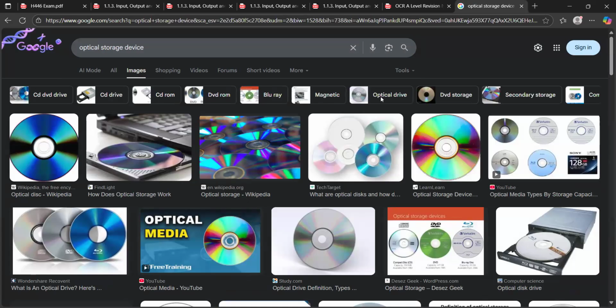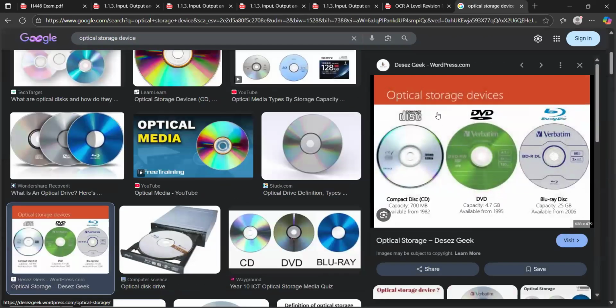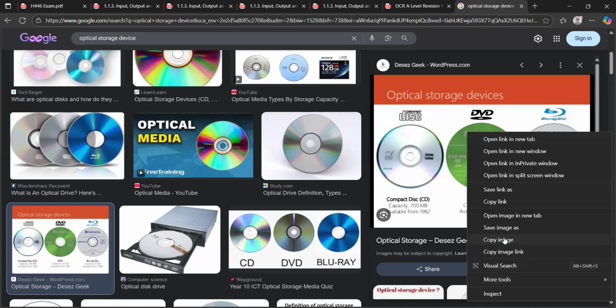This is optical storage. Are you getting my point? Yeah. See, this is the optical storage. You have the compact disc, you have the DVD, then you have the Blu-ray. I'll send this to you.